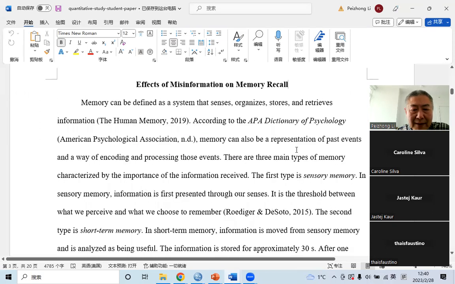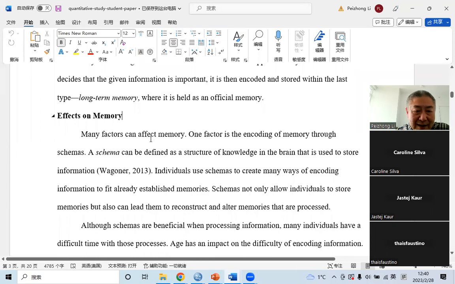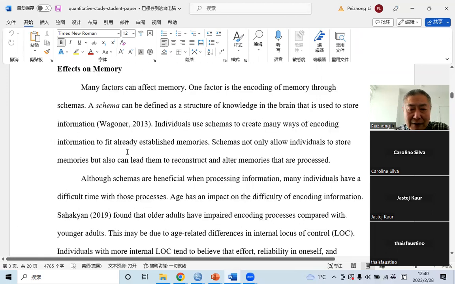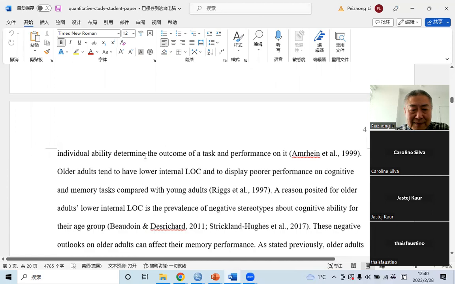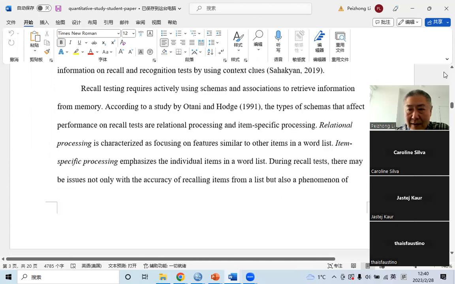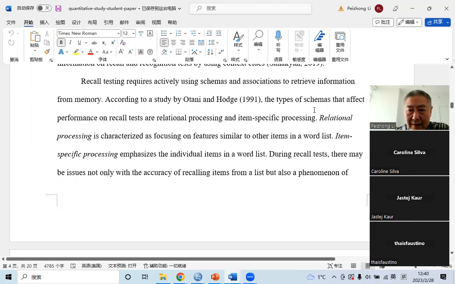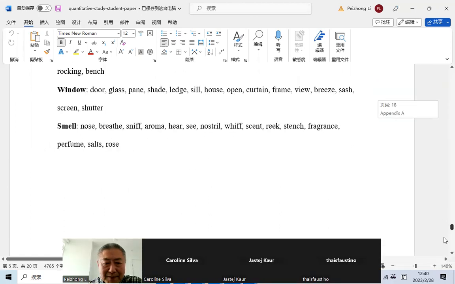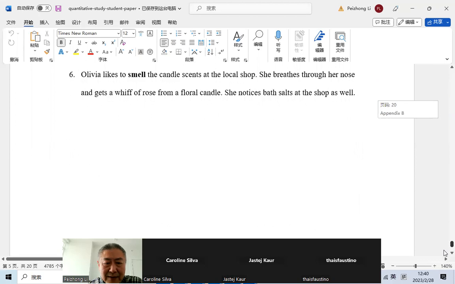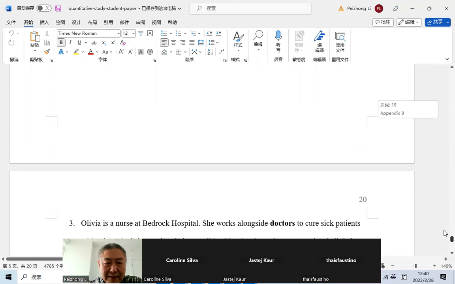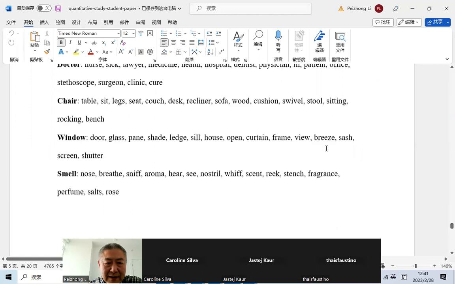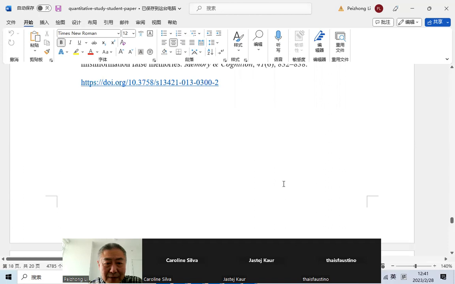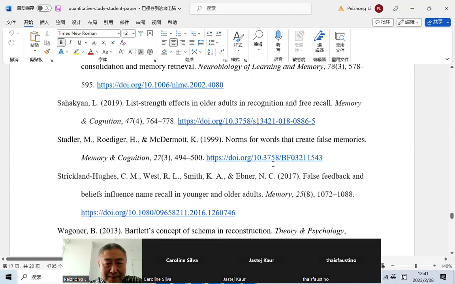You divide the paper into several sections, and for each section, you have a section heading or title. And lastly, at the very end, you will have the APA style reference section. We don't have an appendix, but we will have the references.